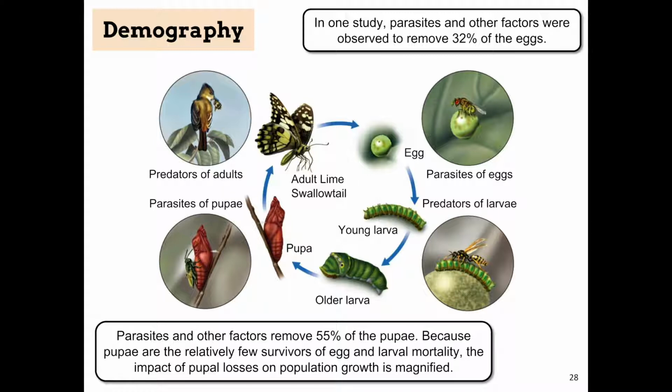These butterflies, of course, start as eggs. They transition to young larvae. They develop and become older larvae. Then they go into the pupa stage, and then the pupa metamorphose into the adult lime swallowtail, which then produces eggs and so forth and so on.